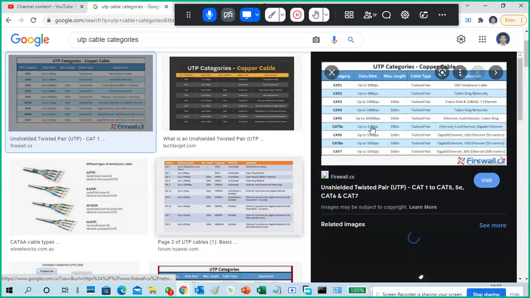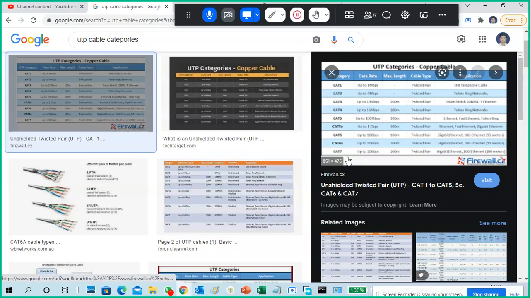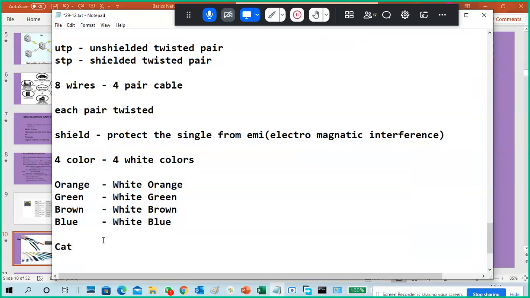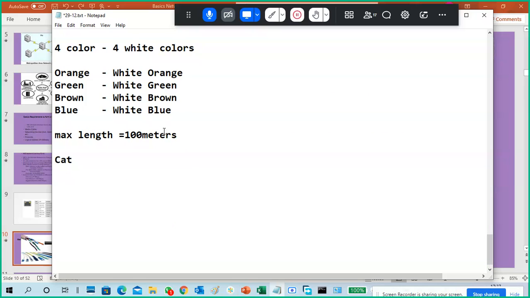Okay, so here it is. It is based on the number of twists, based on categories. So the maximum length of the cable, maximum supported length, is 100 meters only. It means when you connect one device to another device, the total size is only that.